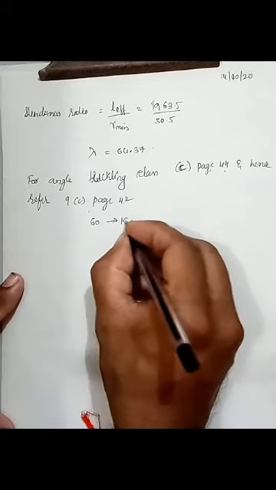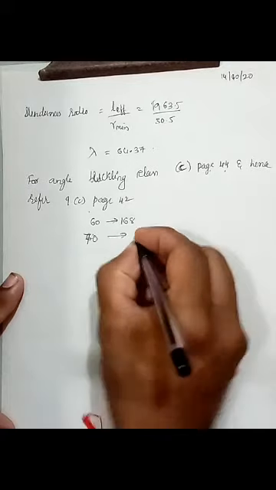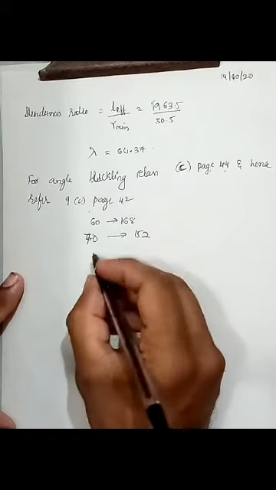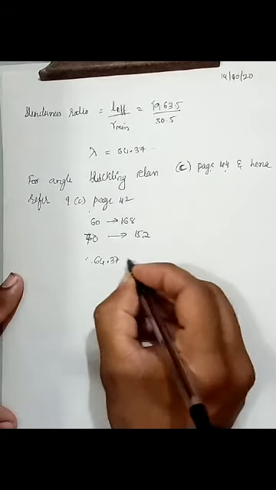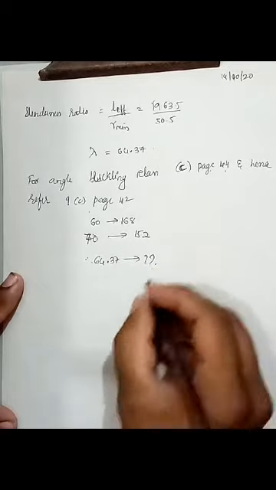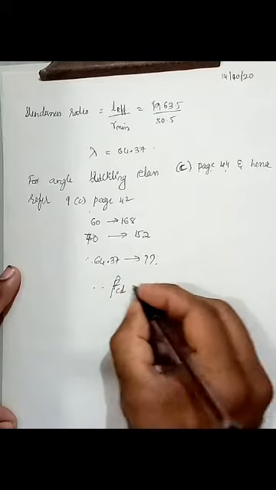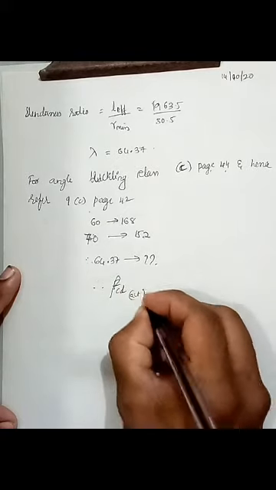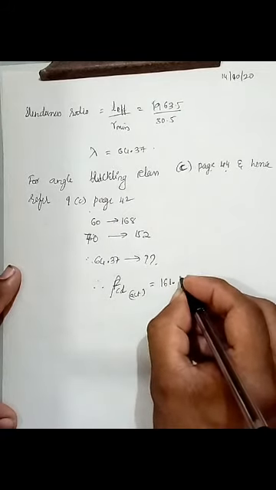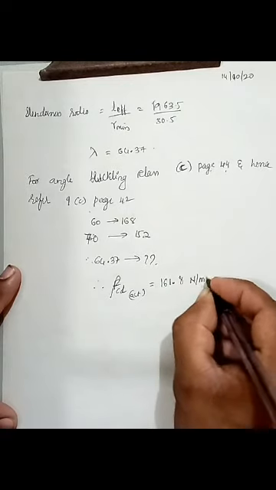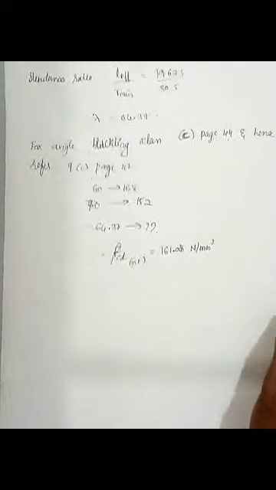For 60 it is 168, for 70 it is 152. Therefore for 64.37 how much is it? So therefore fcd actual, you get it around about 161.8 Newton per mm square, 161.008 Newton per mm square.